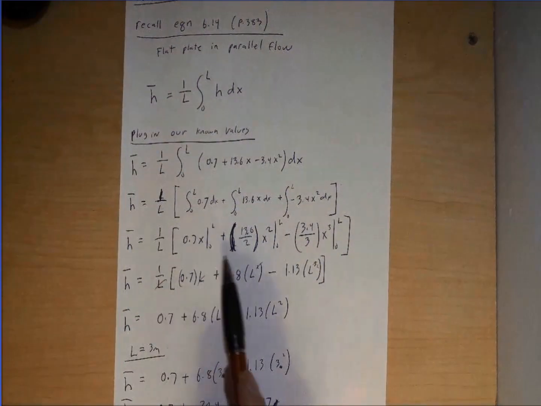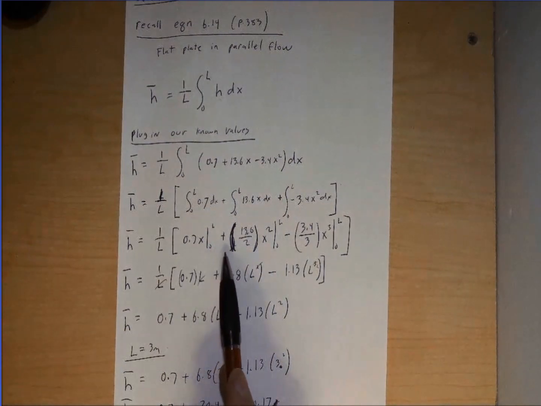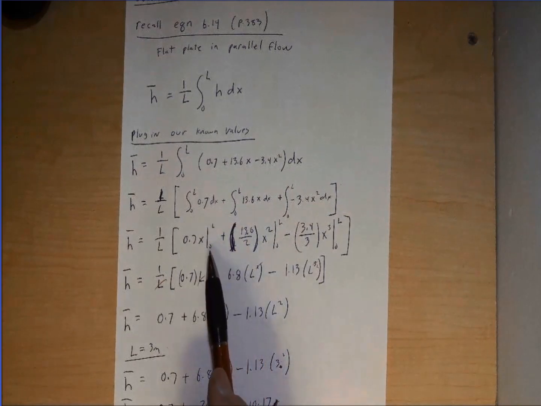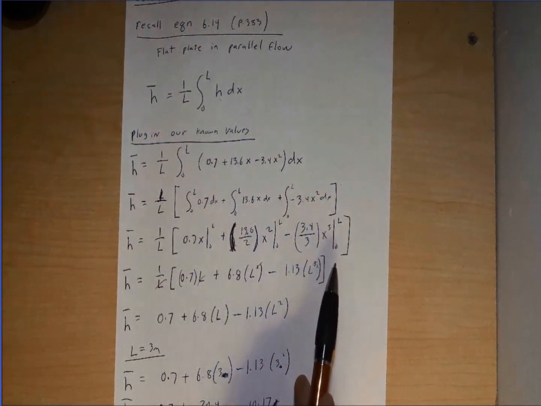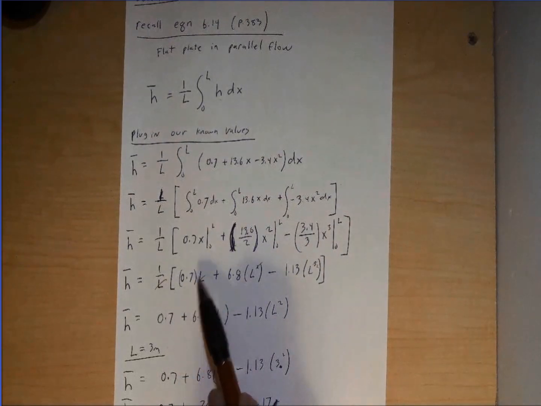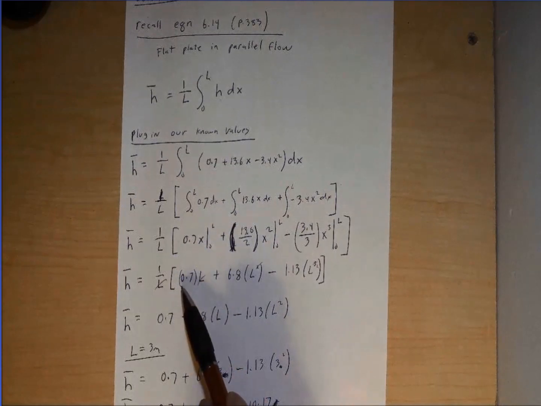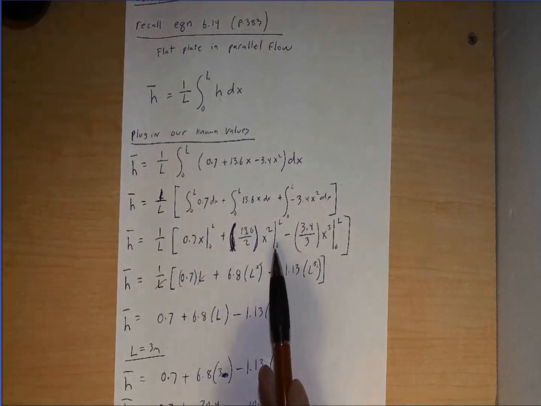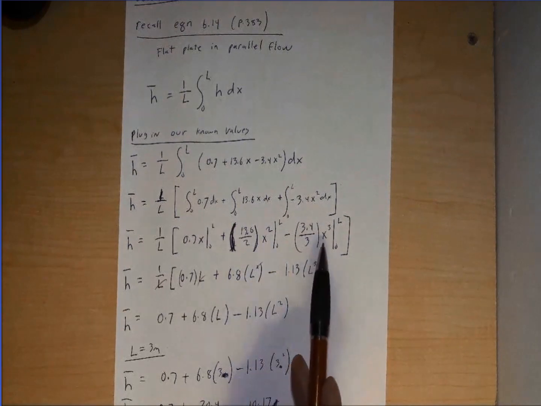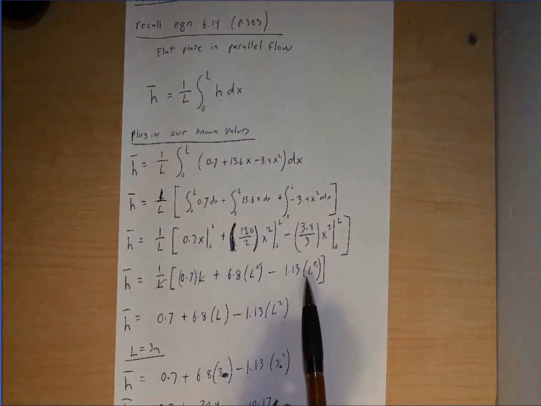So now that we've gone through and performed the integrals on our h of x function for each individual part, the next thing I want to do is go through with our limits, plug those in from 0 to L for each of those, and see what we can reduce and simplify and what cancels. So when we plug this in from 0 to L, we end up with 0.7 L. Plugging in our limits from 0 to L here, we end up with 6.8 L squared. And over here, when we plug in from 0 to L, we end up with 1.13 L cubed.